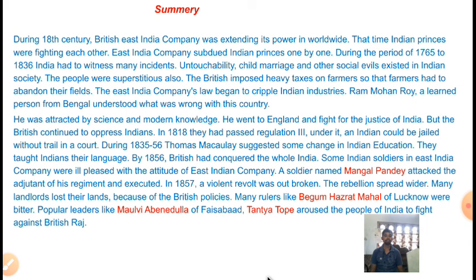In 1857, a violent revolt broke out. The rebellion spread wide. Many landlords lost their land because of the British policy. Many rulers like Begum Hazrat Mahal of Lucknow were bitter. Popular leaders like Maulvi Abdullah of Hajiabad and Tantia Tope aroused the people of India to fight against the British Raj. So this was the summary of the glimpses of the past.